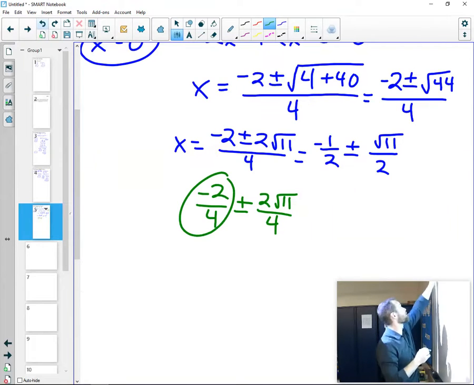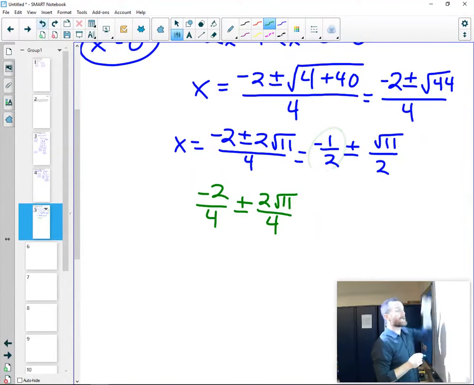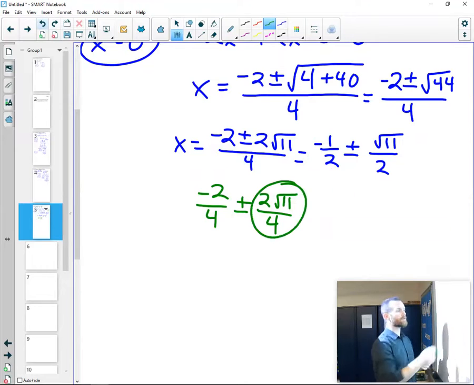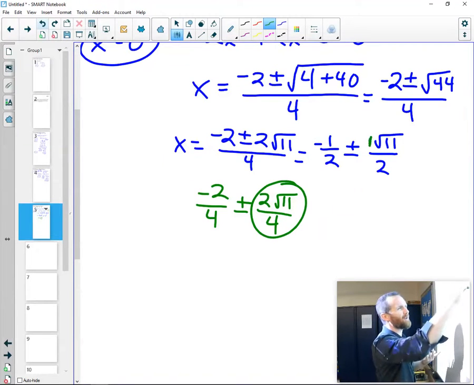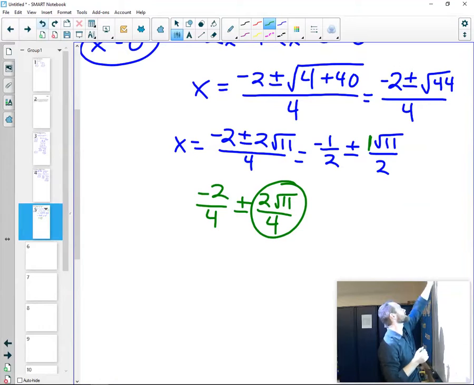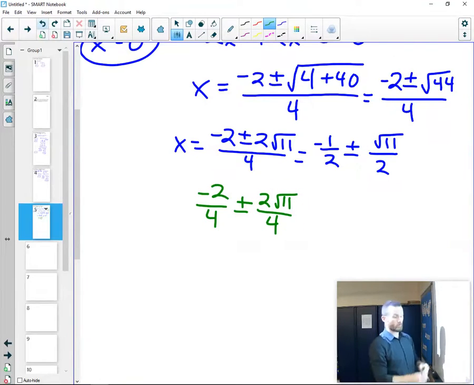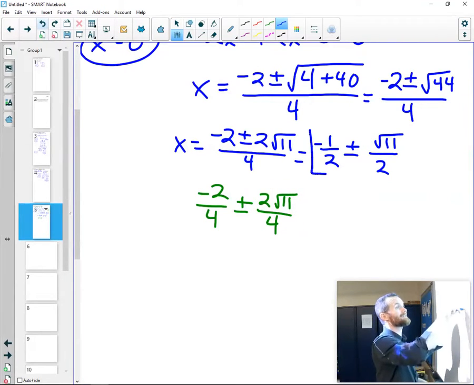So the negative 2 over 4 becomes that negative 1/2. And the 2 and the 4 become a 1/2. So technically there's like a 1 in front of there, but we don't need it. We can just write it as the square root of 11 over 2. So that's our two exact answers.